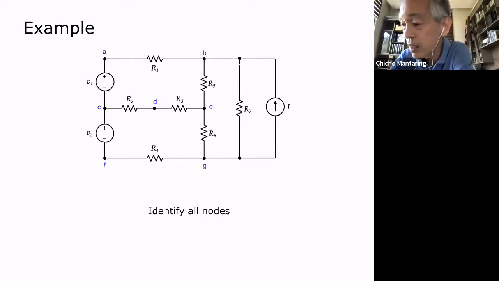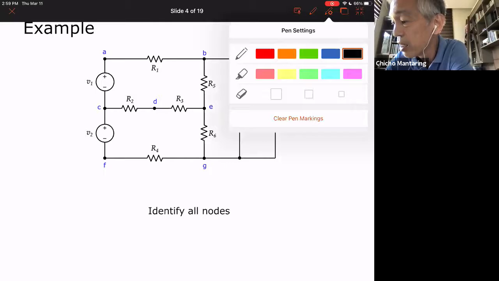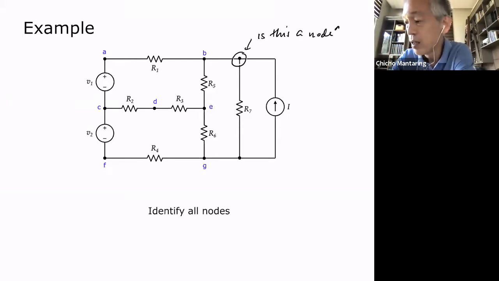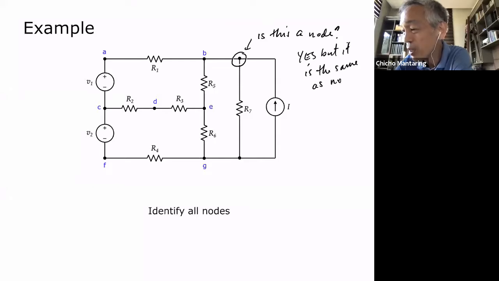Is this a node? Is this a node? Yes or no? Can I hear some answers? Yes, it is a node. No? Yes, but it is the same as node B. It is a node, but it's the same node as node B.